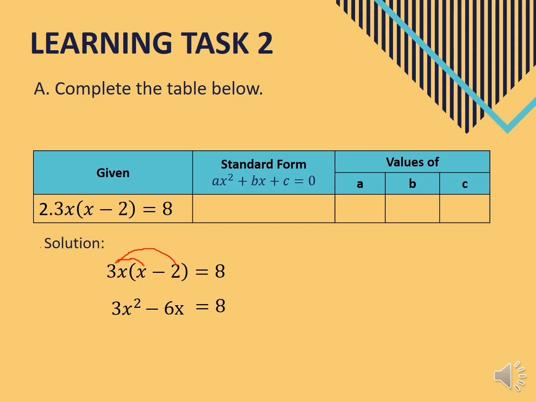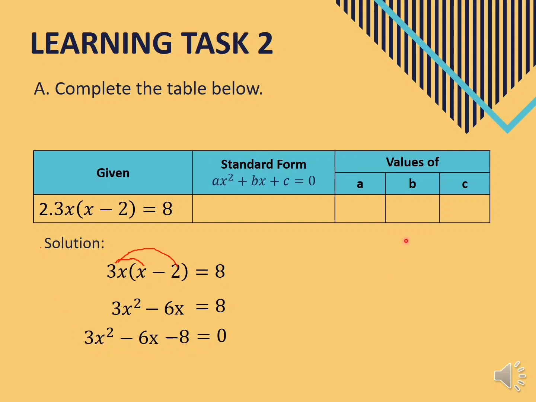Now, is it already in standard form? Okay, no. So, may operation pa bang gagawin? Okay, wala na po. So, you just need to transpose 8 to the other side. So, that will become 3x squared minus 6x. Kinopya lamang natin. And then, positive 8 will become negative 8 since tinranspose natin, is equal to 0. So, therefore, ang ating standard form is 3x squared minus 6x minus 8 is equal to 0.